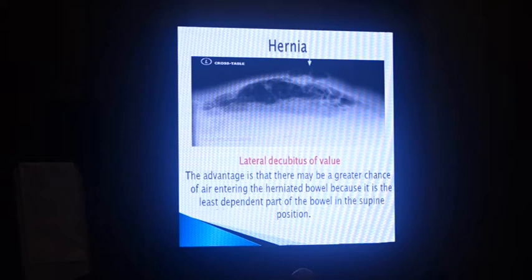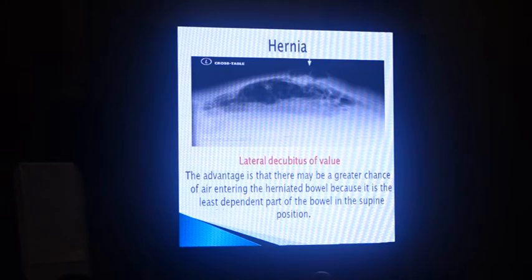And this is the lateral decubitus skygram showing hernia. Although we do not routinely go for decubitus skygram in hernia cases, we can see there is a loop which is present in the parietal wall and showing the gases.